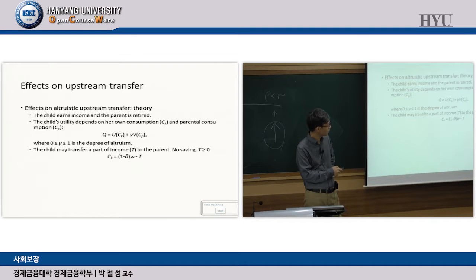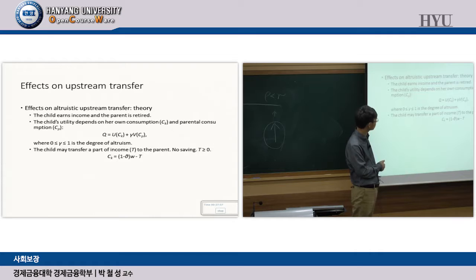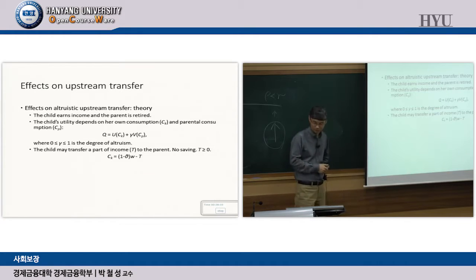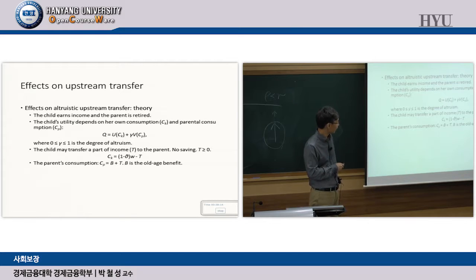T cannot be negative. It means that she cannot take away her parents' income. Theoretically, if gamma is negative, T is likely to be negative, because she cares about herself more. That's possible, but let's not go there. That's just too depressing.